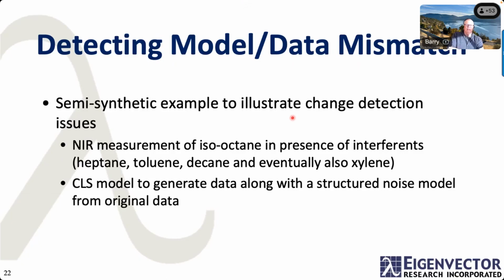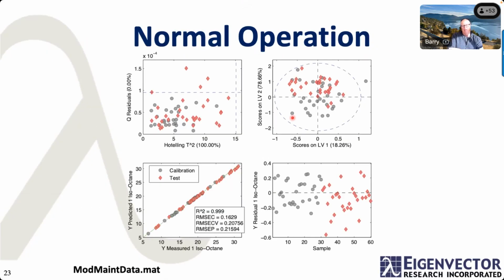All right, well, how do you detect model data mismatch? This is a little synthetic example, semi-synthetic, to illustrate change detection issues. The model I'm using here is from near-infrared measurement of isooctane in the presence of interferences. But if you're going along and things are nominal, your data might look like this. And here your test samples are the red diamonds and your calibration data is the gray circles.